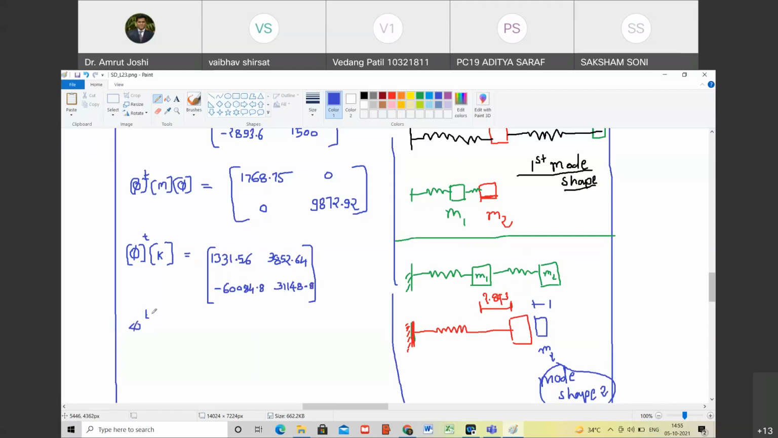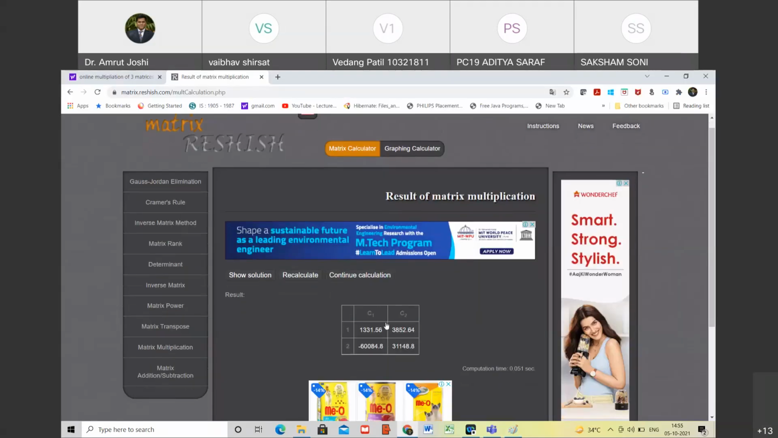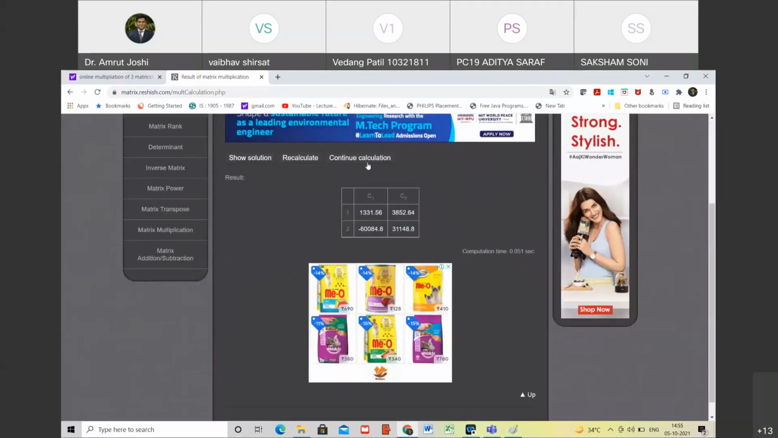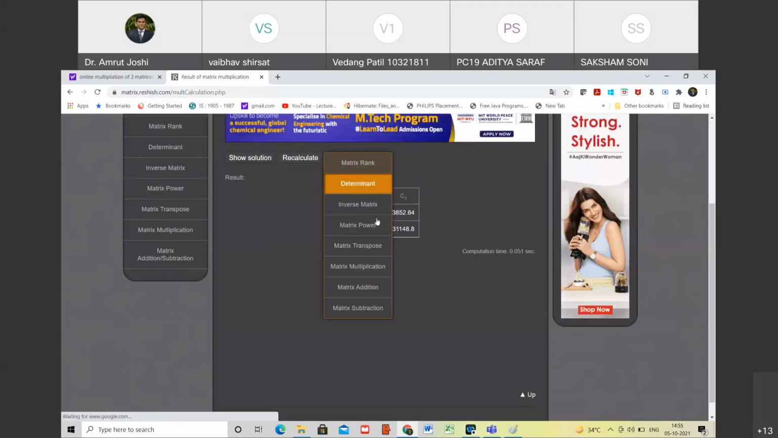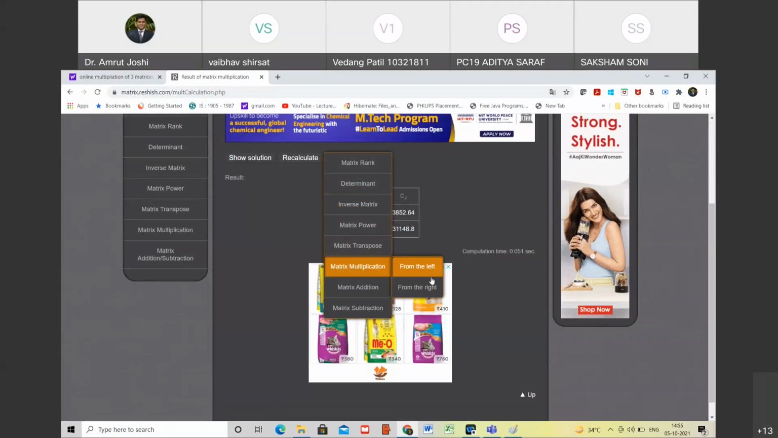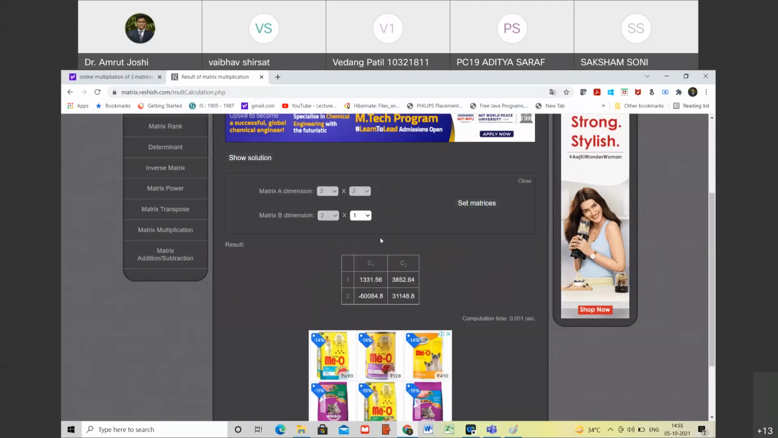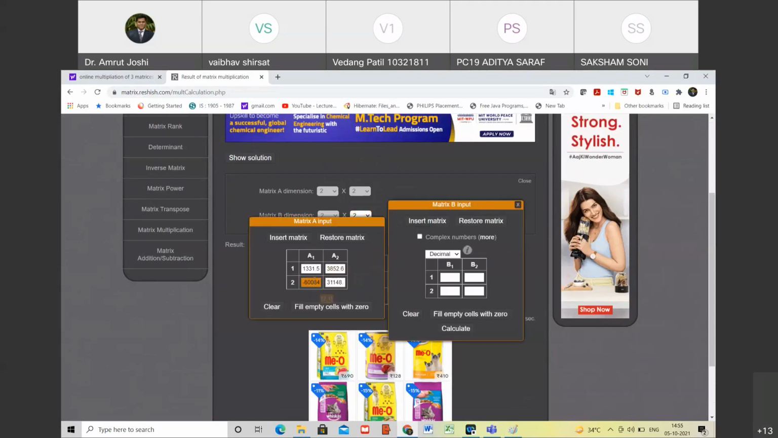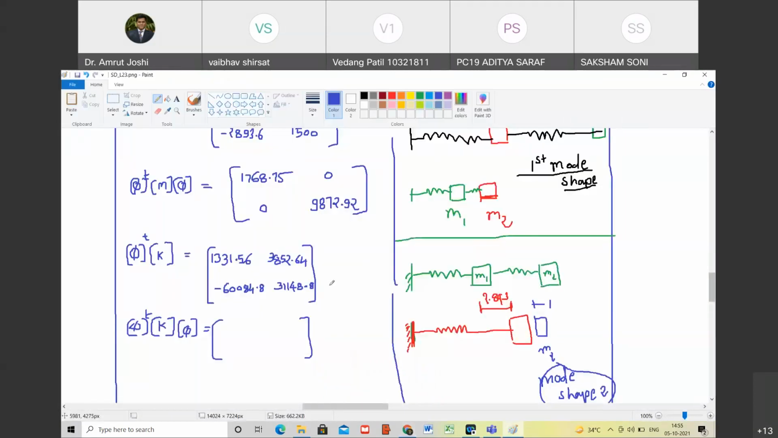Now phi transpose K phi. Are you with me? So we have to multiply this matrix by the phi matrix. Continue the calculation, matrix multiplication from the right, setting the dimensions correctly. I hope that matrix got copied. 1331, right? Tell me now, the phi matrix.